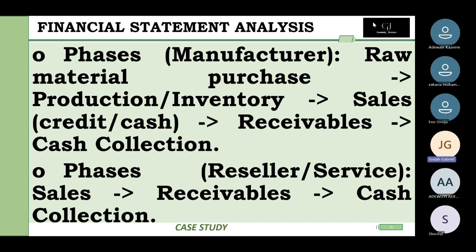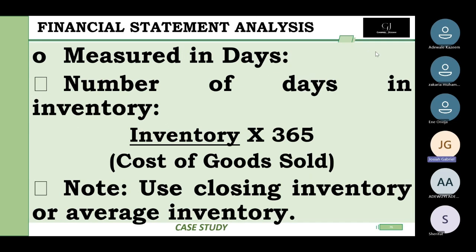This is very important. We also have the phases for those that resell inventory or a service. We have the sales, which is revenue. Then we have the receivables. If it's on credit, then cash is collected. And that's another phase for those that resell products or services in the form of inventory. And the formula is inventory divided by cost of goods sold times 365 days, which is typically a year if it's not a leap year.